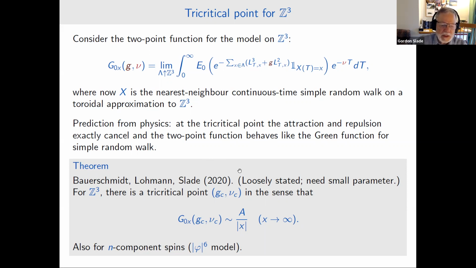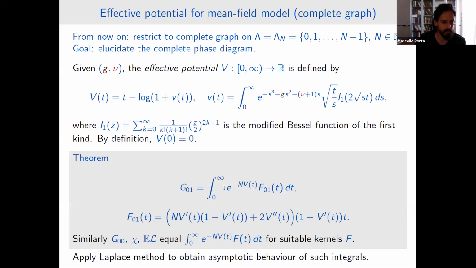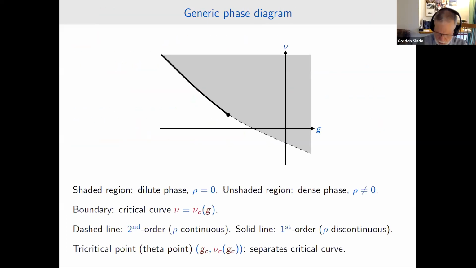So even in 3 dimensions, it's a nice model in that sense, that the mean field theory actually does describe the tricritical point in 3 dimensions. Yeah, thanks. The other parts of the phase diagram are much more difficult. So let me see.